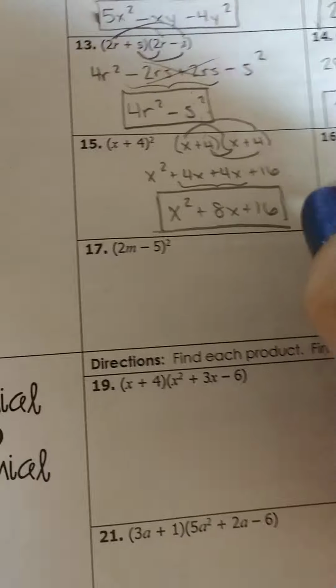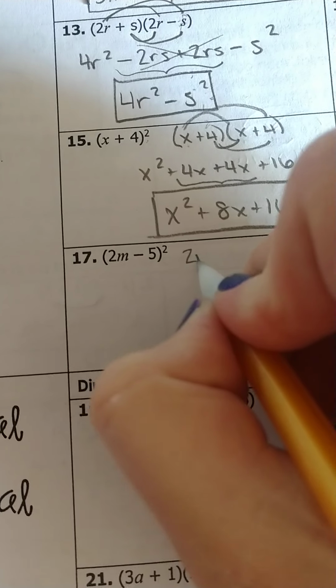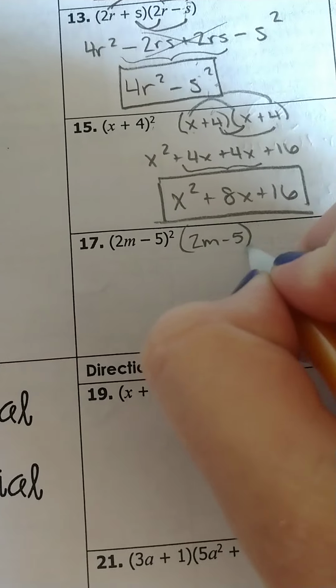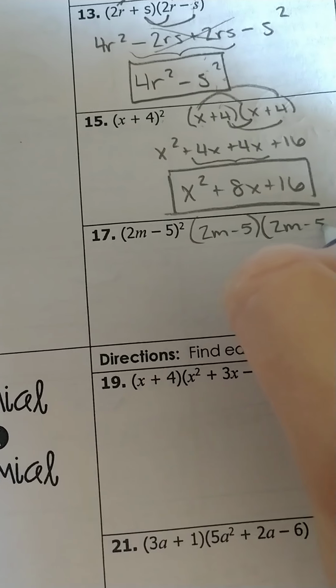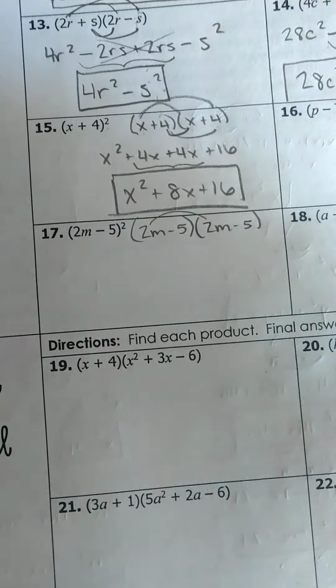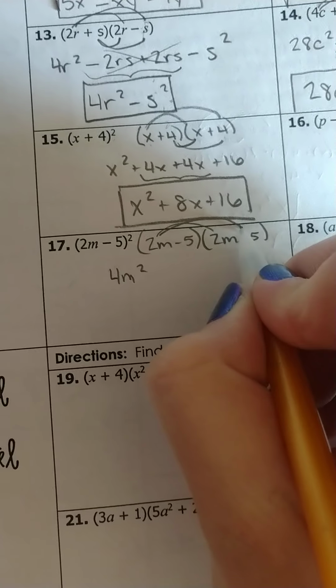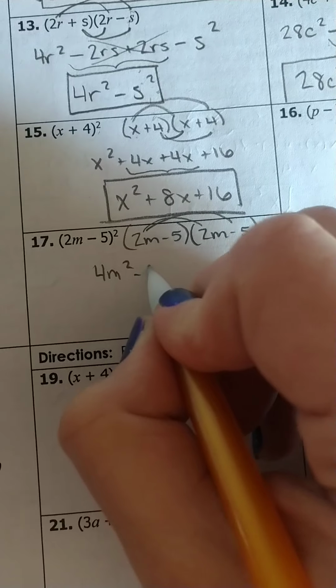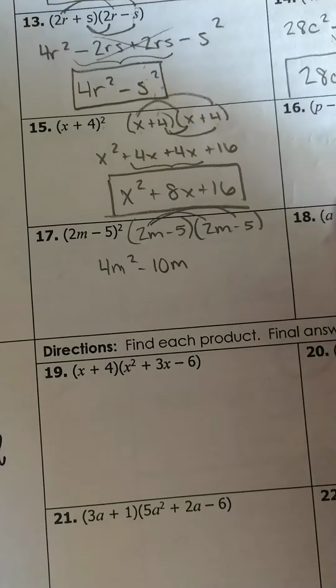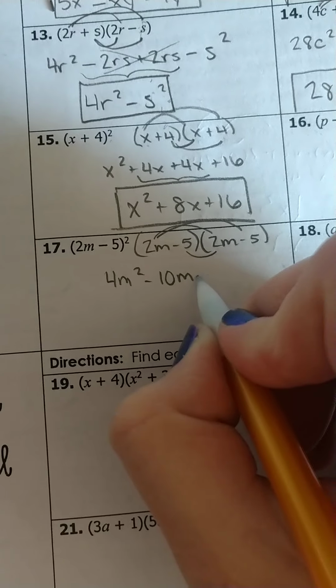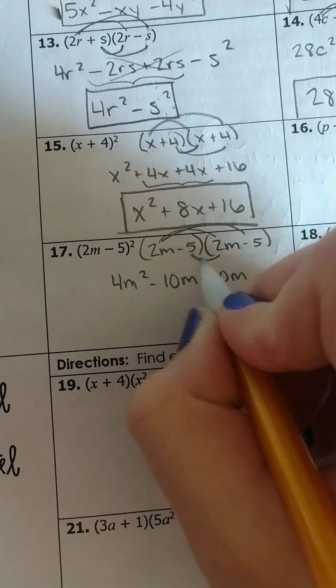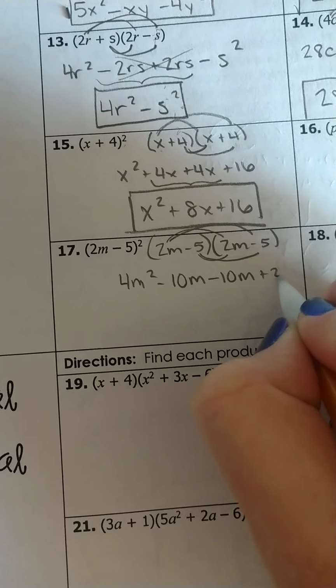All right, 17, write it twice. 2m minus 5, 2m minus 5. 2m times 2m is 4m squared. 2m times negative 5 is a negative 10m. Negative 5 times 2m is a negative 10m. And negative 5 times negative 5 is a positive 25.